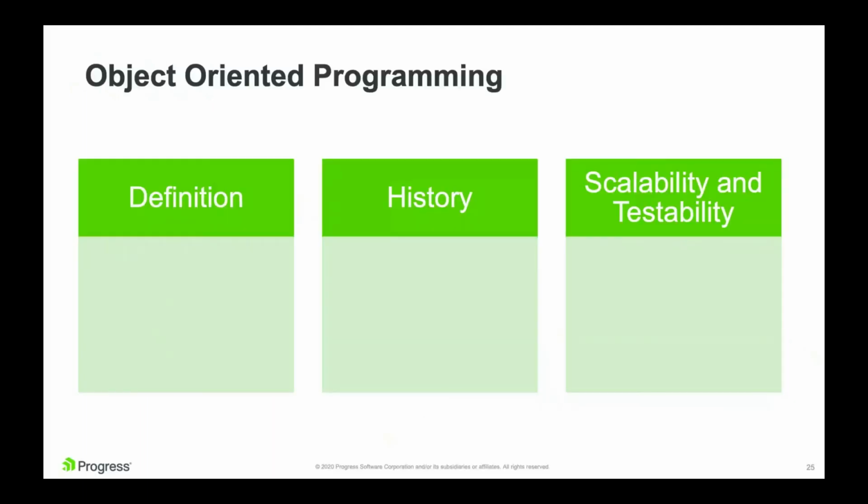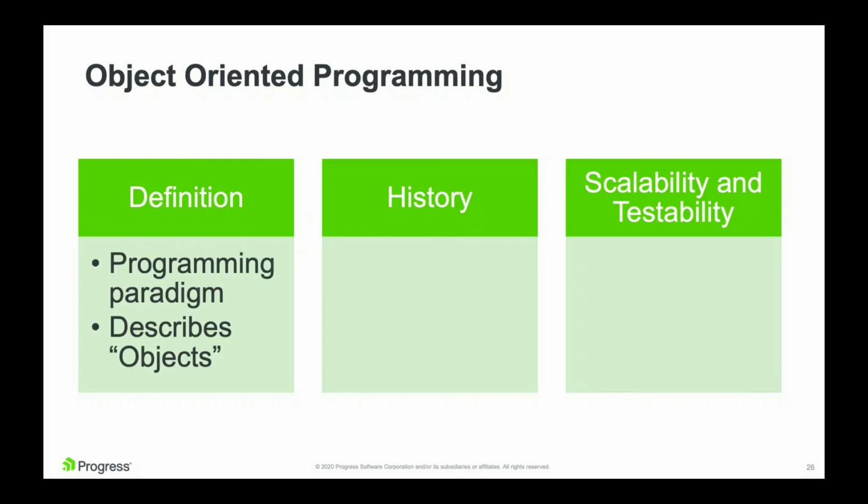So, according to Wikipedia, object-oriented programming is a programming paradigm based on the concept of objects, which can contain data in the form of fields, often known as attributes or properties, and code in the form of procedures, often known as methods. A feature of objects is an object's procedure that can access and often modify the data fields of the object with which they are associated. Now, that's a bit vague, so let's take a look at a concrete example.